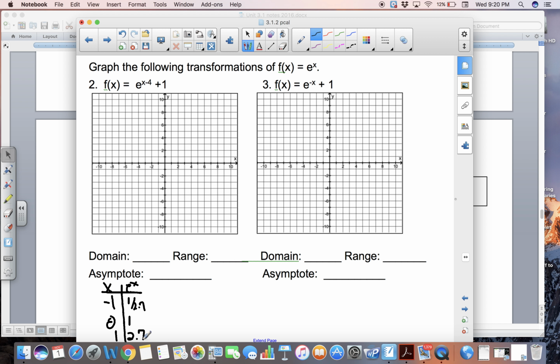All right. So the transformations that we're doing in this graph: the exponent is with x, so minus 4 means 4 to the right, and plus 1 means up 1. So if I'm going 4 to the right, I'm going to add 4 to x. Remember, we do the opposite for x. And to my y's, I'm going to add 1.